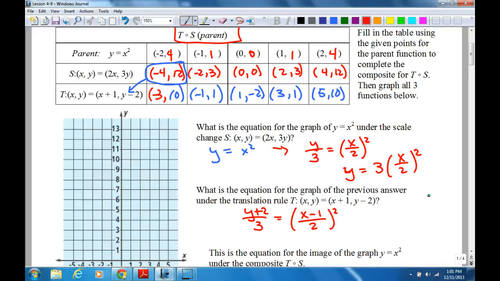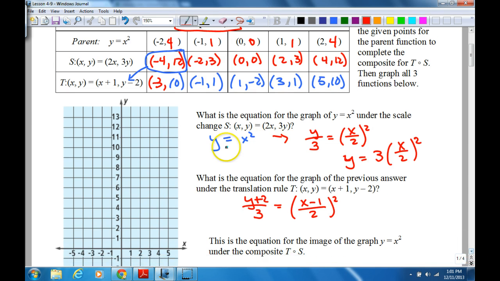Go back. So after y equals x squared, that's the parent. And then you do y divided by 3 and x divided by 2. That's a scalar change. And then you go down to translation, and then you just add 2 and keep the over 3. So all we're doing is taking our scalar change that we had here, and applying this translation change to this equation right here. Oh, I got it. All right?